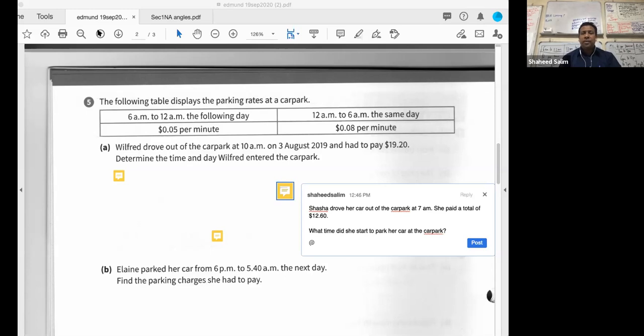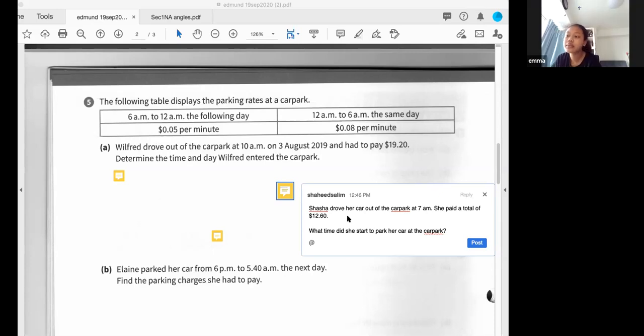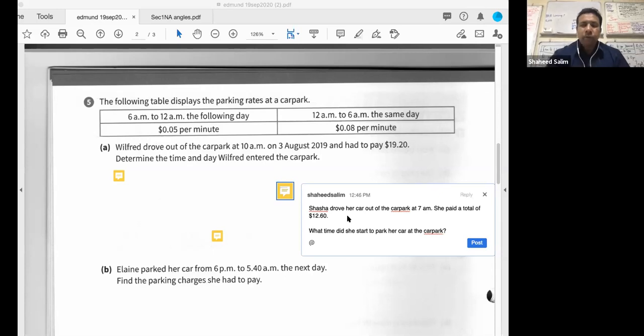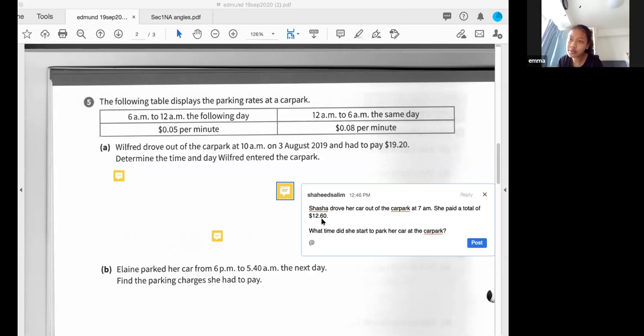First one is find out the 7 a.m. Which rate is it? First or second? First. So first 7 a.m. The rate starts at 6 a.m. So how many hours between 6 and 7 a.m.? $3. Good. How many minutes is $3? Sorry, 60 minutes. Minus that. What's your balance?